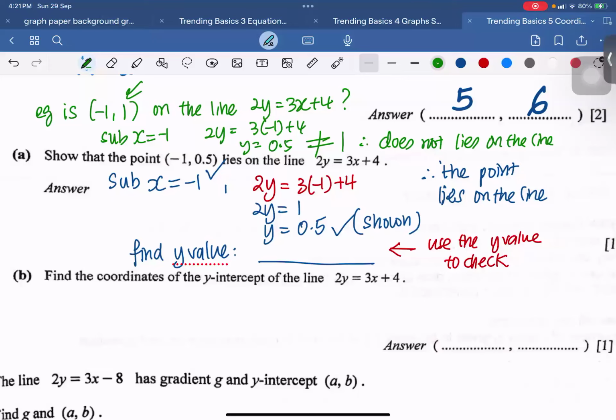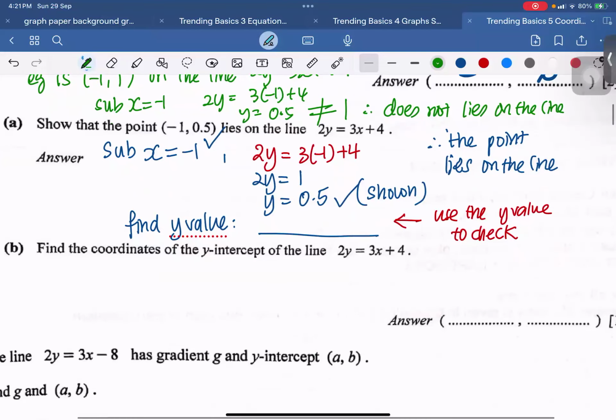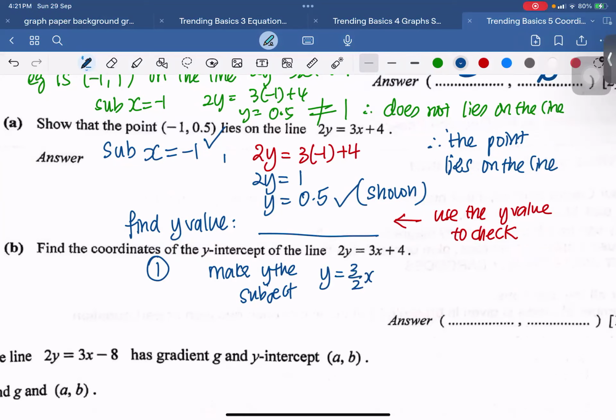Next part, find the coordinates of the y-intercept. This one is so simple. y = mx + c, but we must make y the subject. So, method 1, make y the subject. I divide by 2. This is 3 over 2 x plus 4 divided by 2. The y-intercept is the number 2.